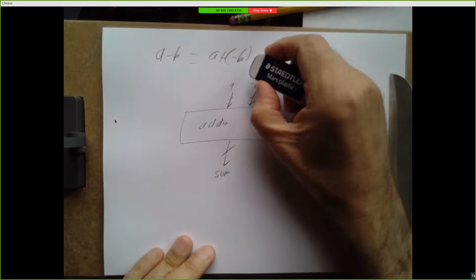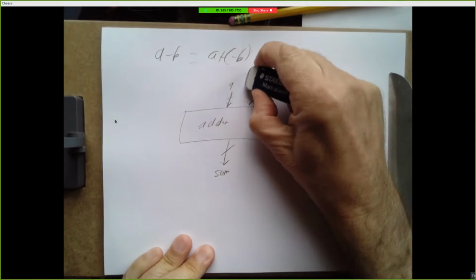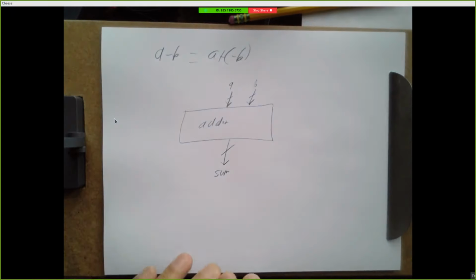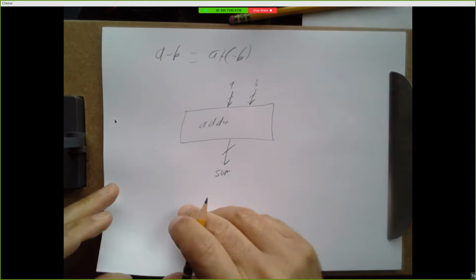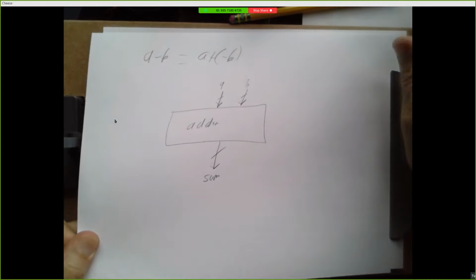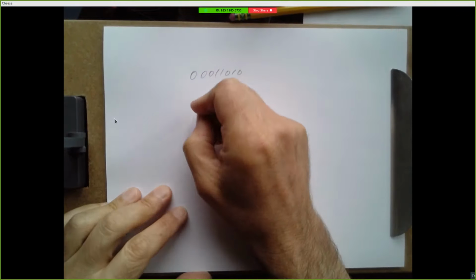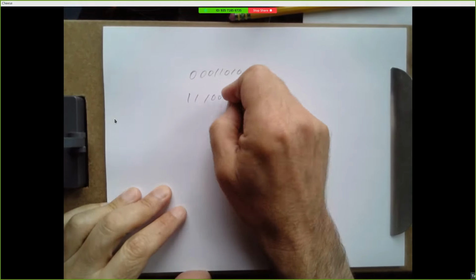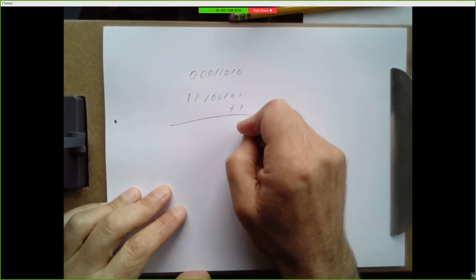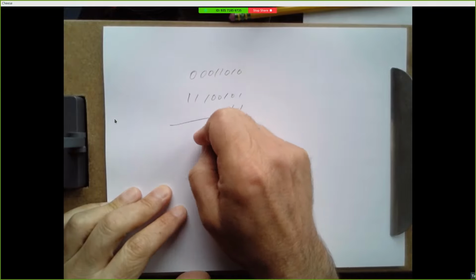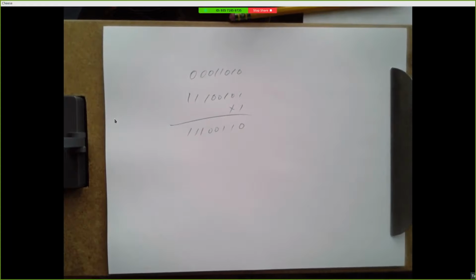Well, how do we get the 2's complement of a number? The first way we learned to do this was take your number, toggle all of the bits, add 1. Okay, toggle all of the bits and then add 1. That's our 2 key steps.